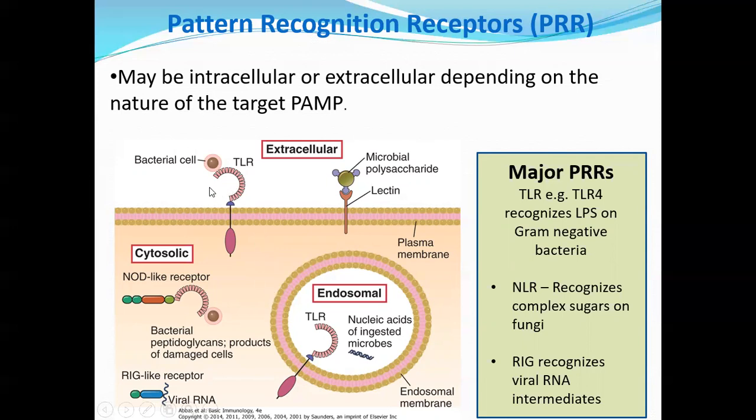So with regard to the external PRRs, one of the first PRRs that was detected was one of these toll-like receptors called TLR4, which is on the surface of a macrophage. TLR4 recognizes lipopolysaccharide. What do you know about lipopolysaccharide? Where is it expressed? Bacteria. What kind of bacteria? Gram-negative bacteria, particularly E. coli.